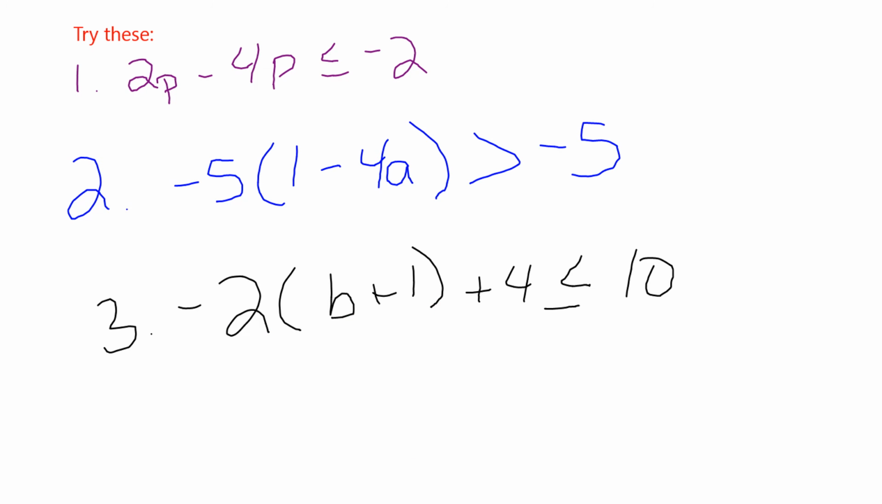Now it's your turn to try some. Number 1 is 2p minus 4p is less than or equal to negative 2. Number 2 is negative 5 times the quantity 1 minus 4a is less than negative 5. And number 3 is negative 2 times the quantity b plus 1 plus 4 is less than or equal to 10. Good luck!